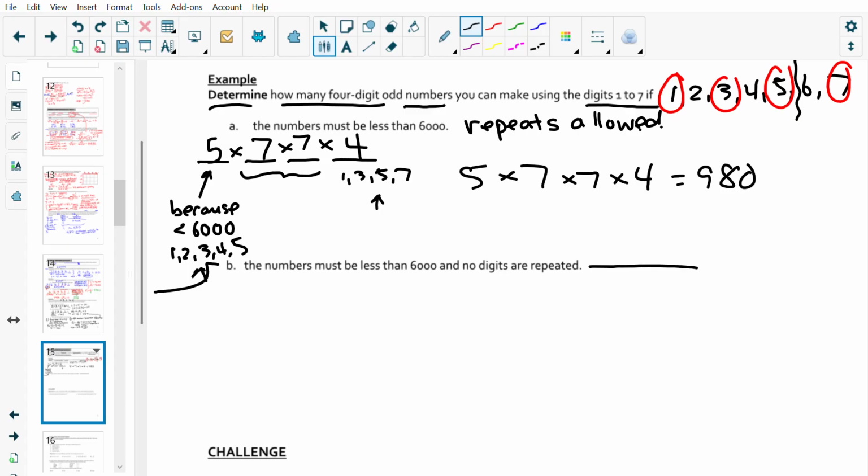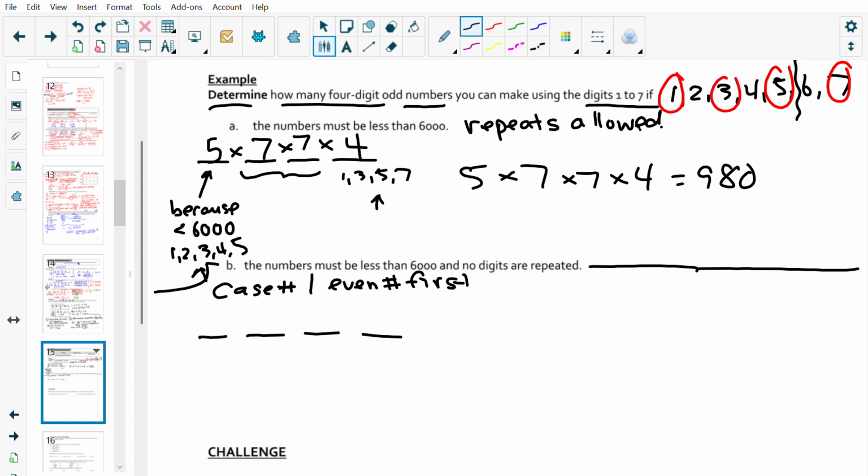Okay, here's where the cases come in. The numbers must be less than 6,000 and no digits are repeated. Case number 1, even number first. If my number starts with an even number, that's going to limit the number of choices for the last digit. Okay, I only have two choices, 2 or 4, because if it's 6, that's over 6,000. I need to be less than 6,000. So 2 or 4, I have two choices.